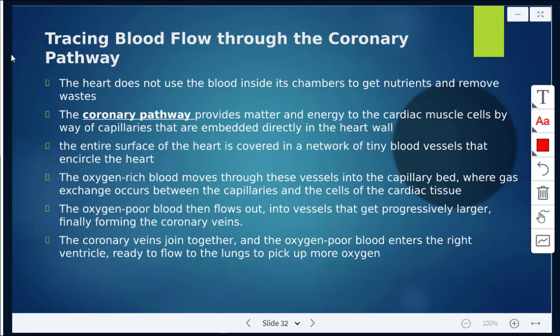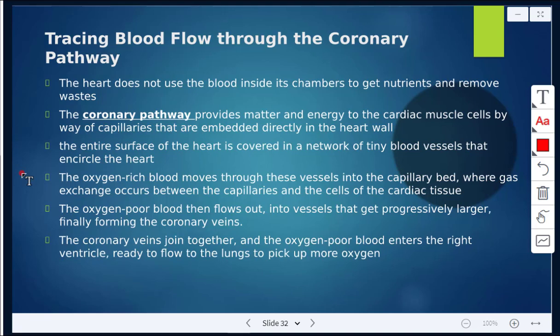Okay, the coronary pathway, this is when the heart itself is supplied with blood. The heart doesn't use the blood inside its chambers to get the nutrients and remove waste. That's what the coronary pathway is for. The coronary pathway provides matter and energy to the cardiac muscle cells by way of capillaries that are embedded directly in the heart wall. The entire surface of the heart is covered in a network of tiny blood vessels that encircle the heart. So the oxygen-rich blood moves through these vessels into the capillary bed.